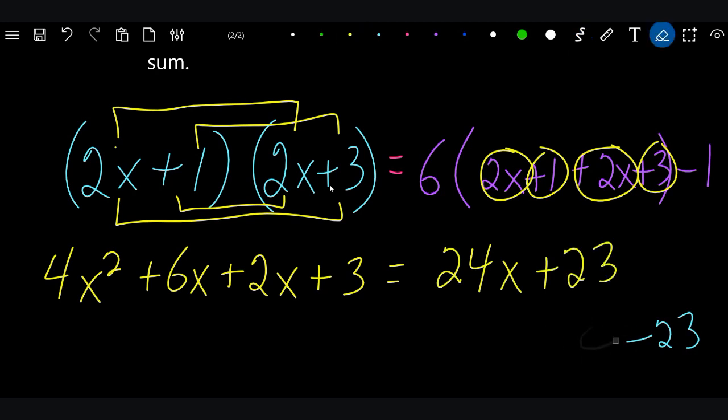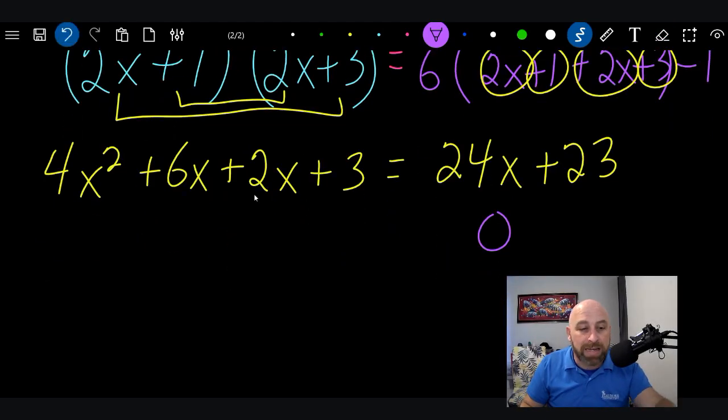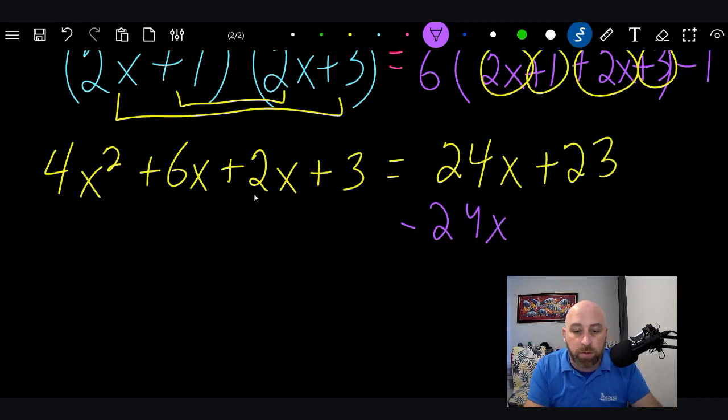All right, now what do I have to do in order to solve this? Well, what I have to do is set it equal to 0. I want 0 on this right side over here. How do I get that? Well, I get that by subtracting 24 from both sides.